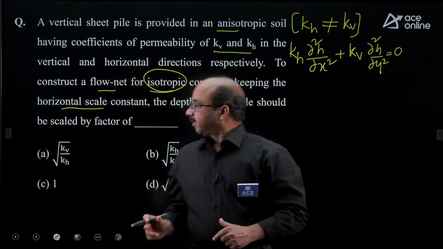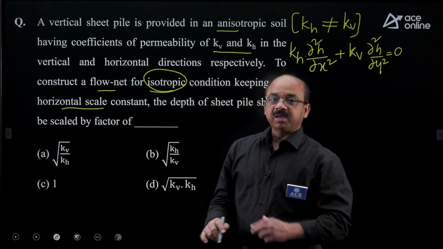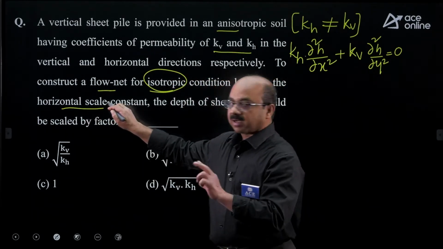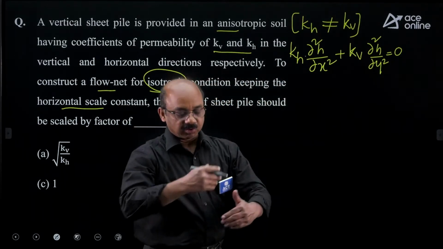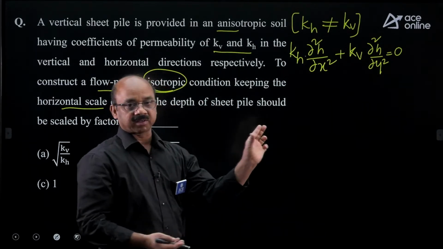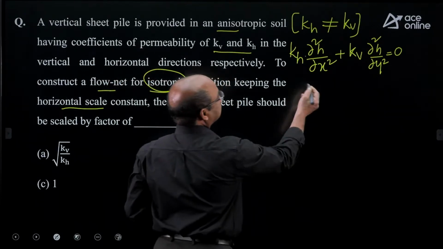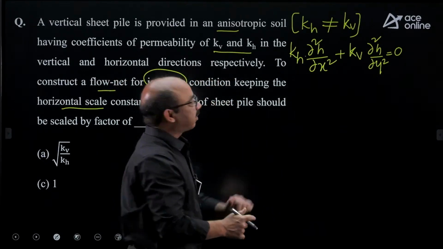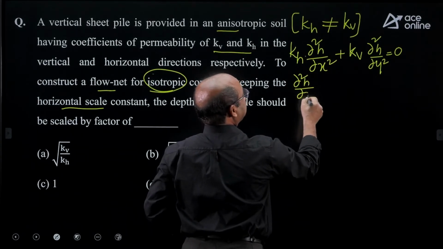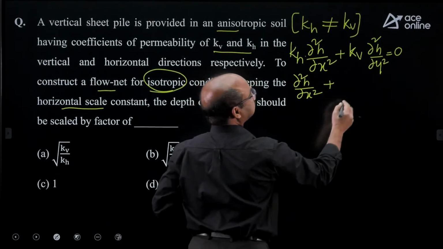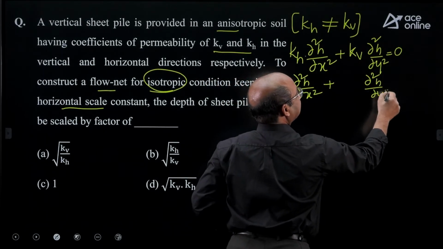What he said there: the horizontal scale has to be kept constant. It means keeping the x direction dimension constant and varying the vertical dimension. That is why you have to transform the section keeping the x direction constant but varying the y direction. To make it into Laplace form, what you can do is like this: ∂²H/∂x² plus ∂²H/∂y².